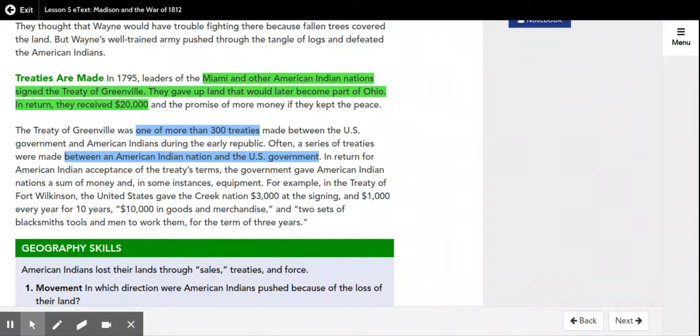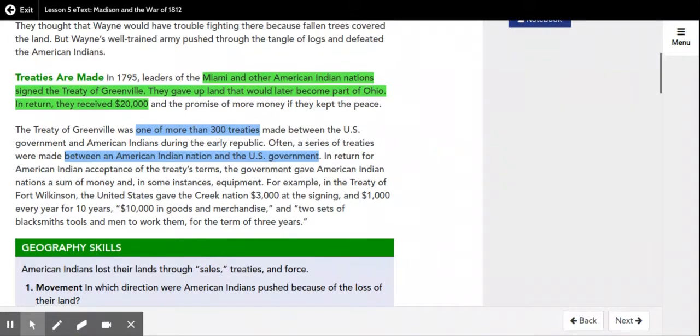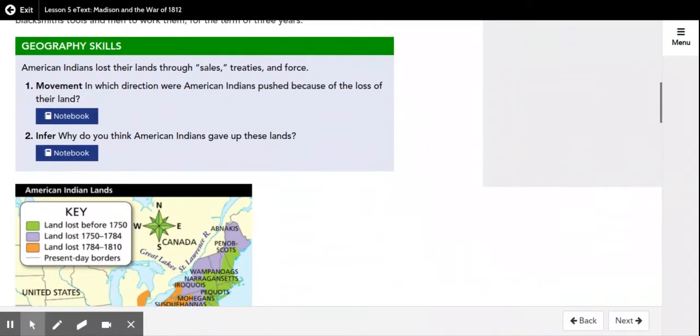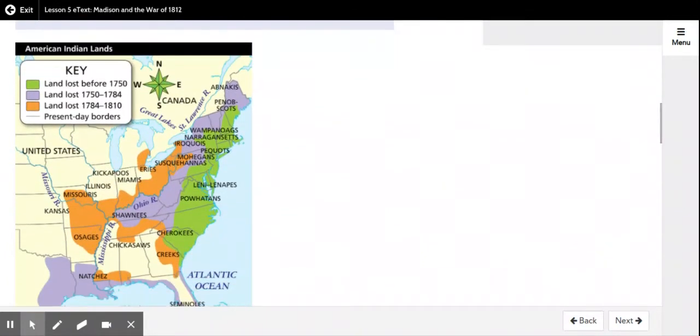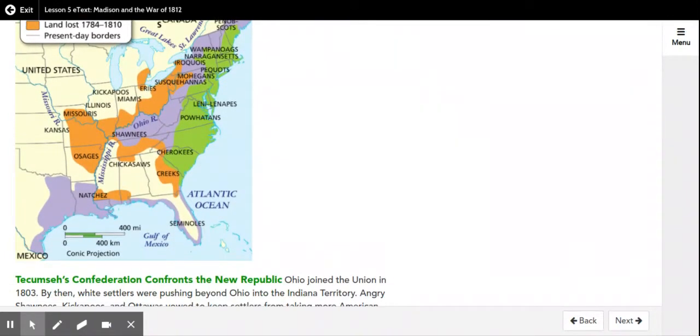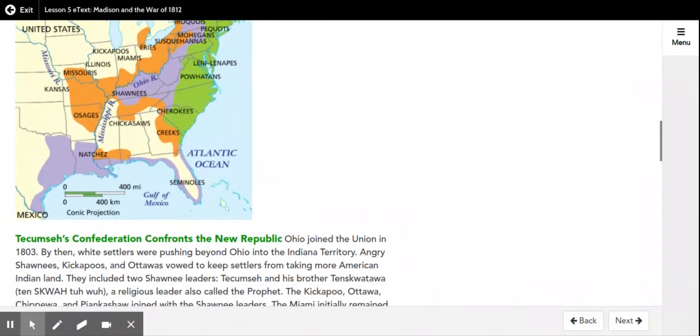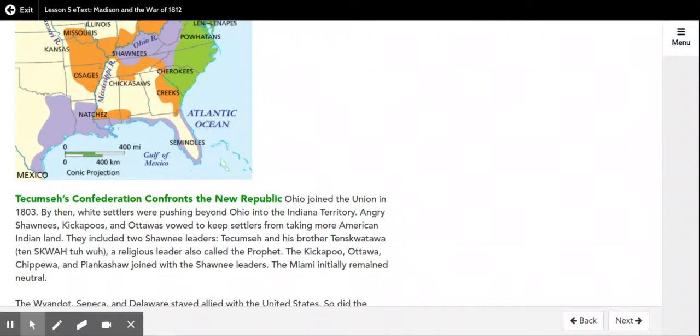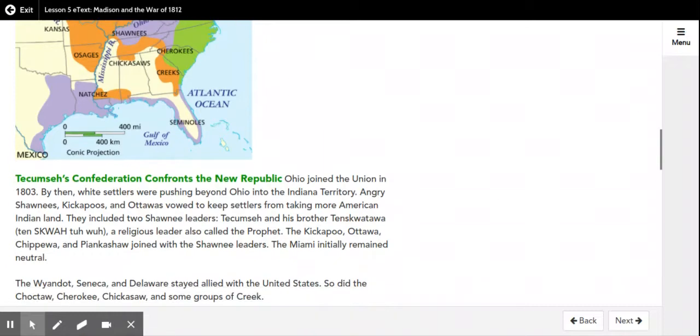Tecumseh's Confederation confronts the new republic. Ohio joined the Union in 1803. By then, white settlers were pushing beyond Ohio into the Indiana Territory. Angry Shawnees, Kickapoos, and Ottawas vowed to keep settlers from taking more American Indian land. They included 2 Shawnee leaders, Tecumseh and his brother, Tenskwatawa, a religious leader also called the Prophet.